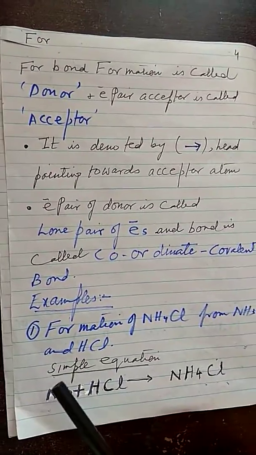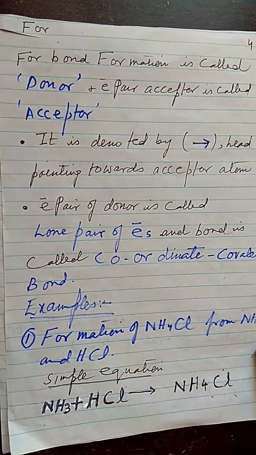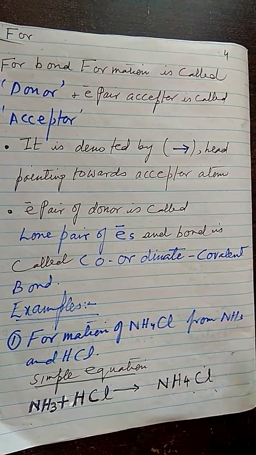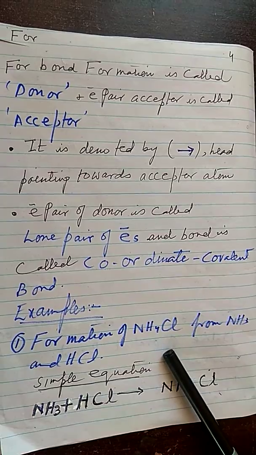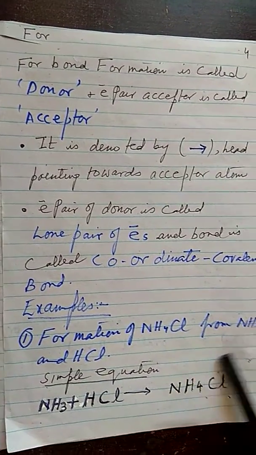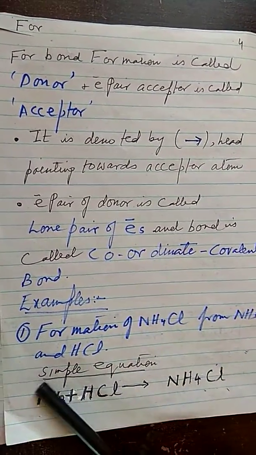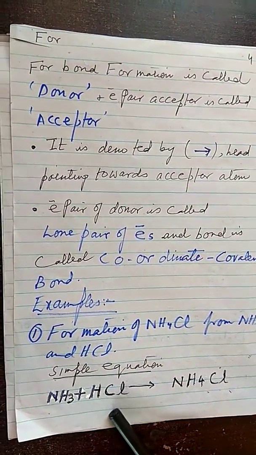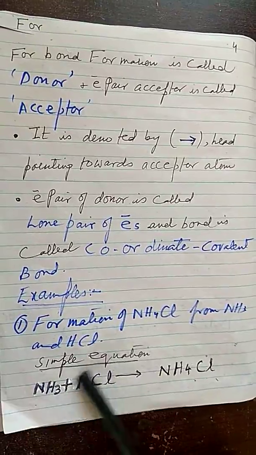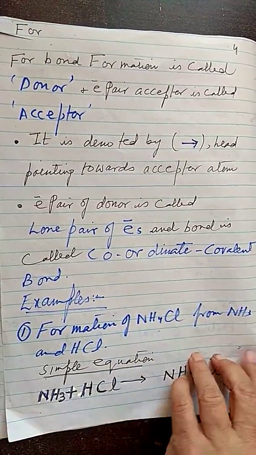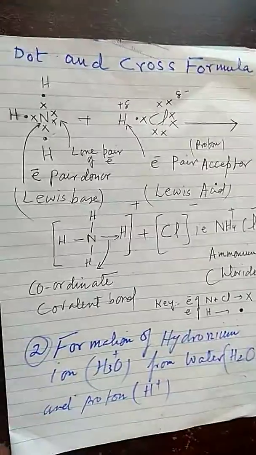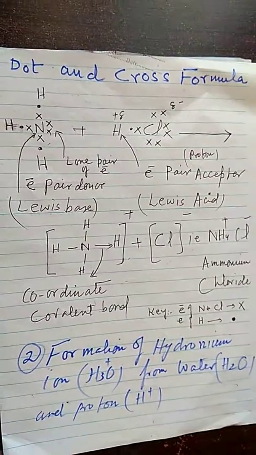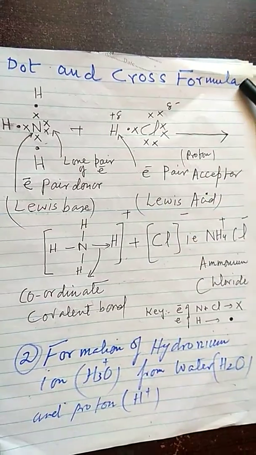The first example: formation of ammonium chloride from ammonia and HCl. You know the formula of ammonium chloride, NH4Cl, which is formed by the combination of ammonia and HCl. First, write down the molecular equation: ammonia plus HCl, this hydrogen is added, and ammonium chloride. Now I will explain it with the help of the dot and cross formula.